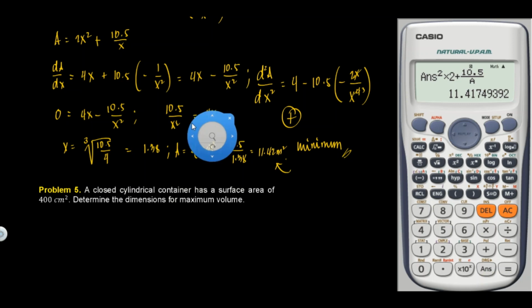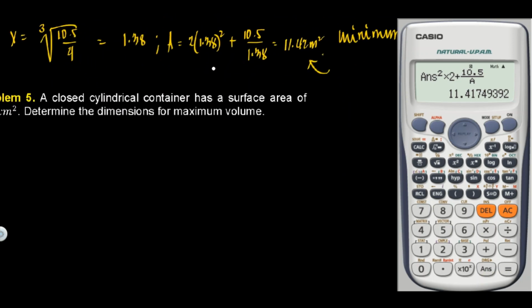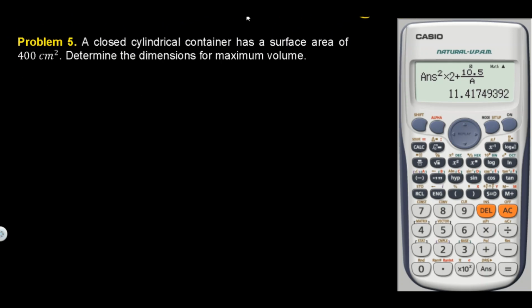Okay, number 5. Problem 5: a closed cylindrical container has a surface area of 400 cm squared. Determine the dimensions for maximum volume. So, this time it's a cylinder. Let's draw again. Okay, that's fine, a cylinder. So, surface area, 400 cm squared.